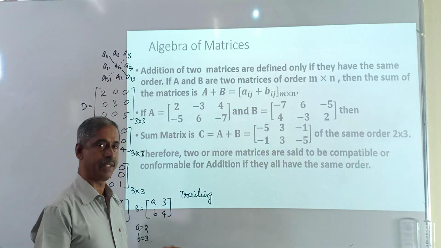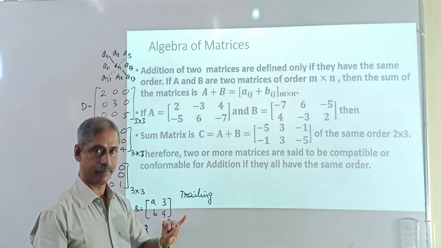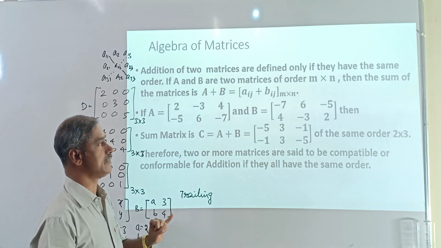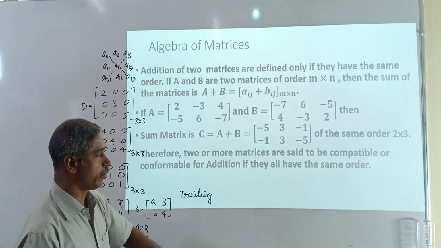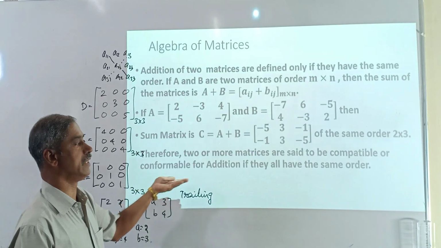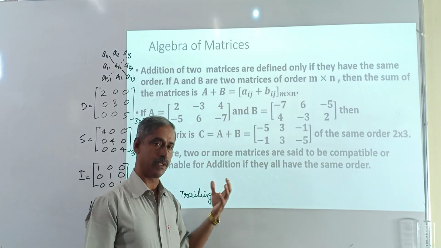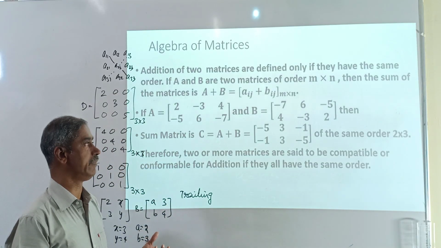The establishing point is that two matrices can be added if they have the same order, and the adding rule is that corresponding entries are added directly. So two or more matrices are considered. They are all conformable for addition if they all have the same order. It's not that only two can be added, even 10 matrices can be added at a time, all having the same order.